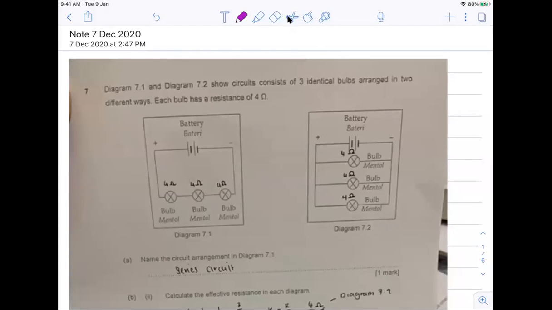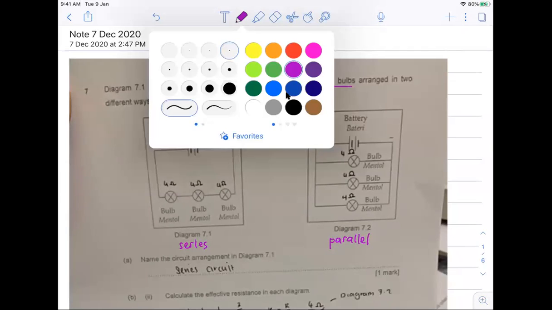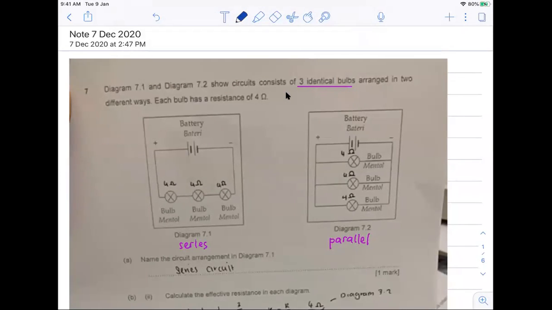So now let us look at the first question, question 7. Diagrams 7.1 and 7.2 show circuits consisting of 3 identical bulbs arranged in 2 different ways. The first way is obviously series connection, and the second way is parallel connection. Series means all the bulbs are connected on the same line. Parallel means the bulbs are connected on different lines like this.